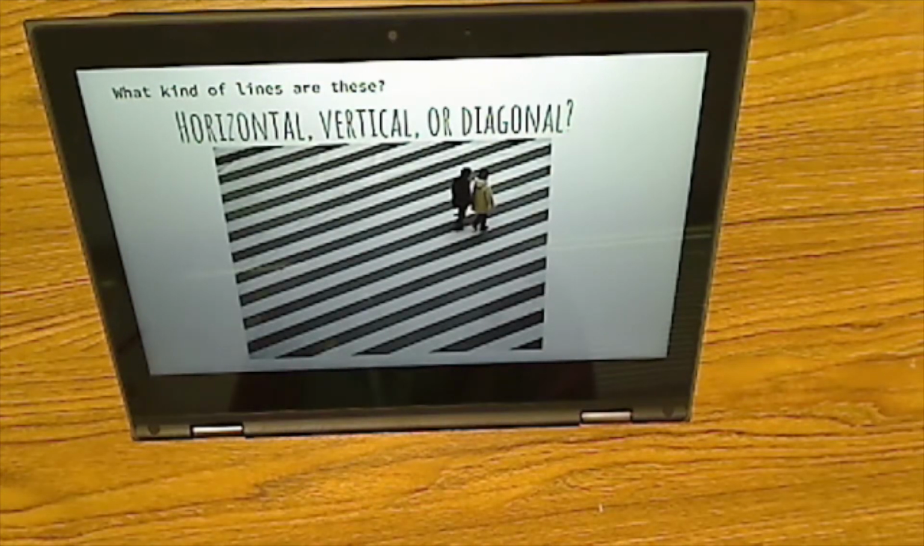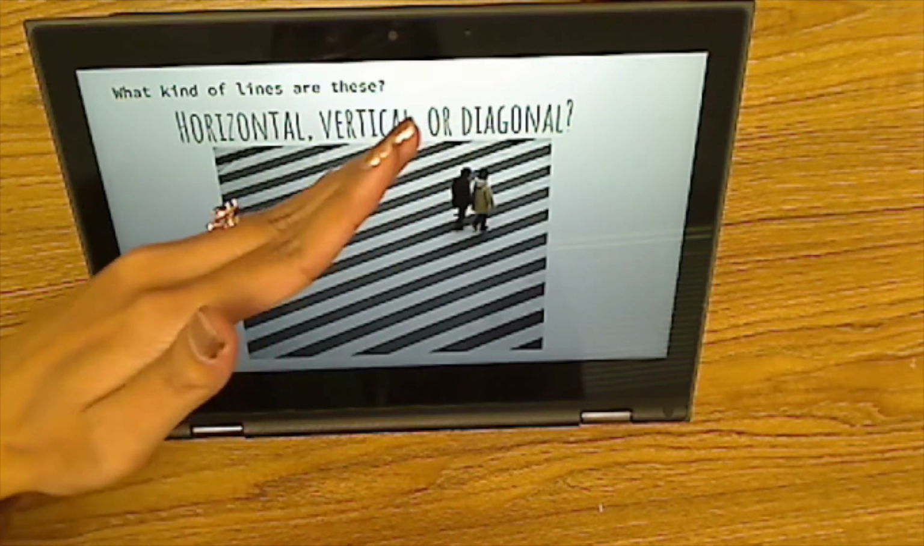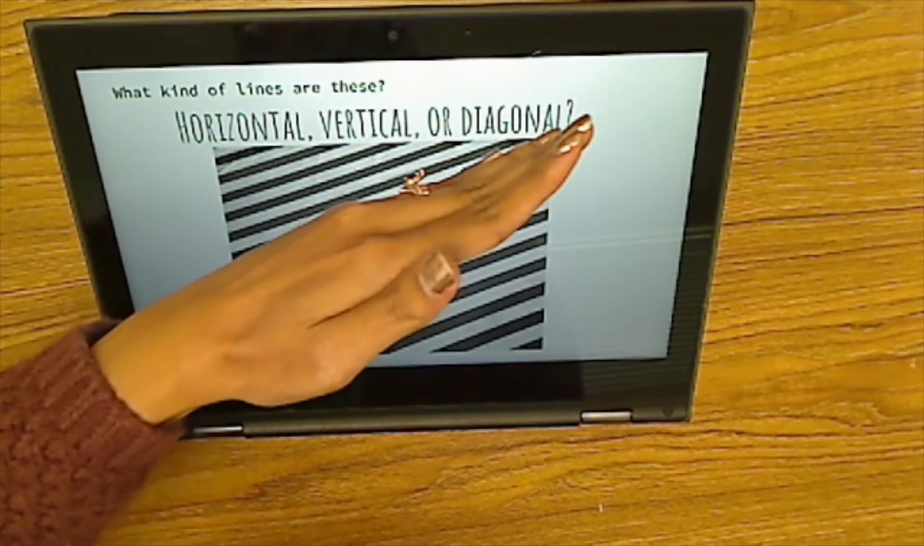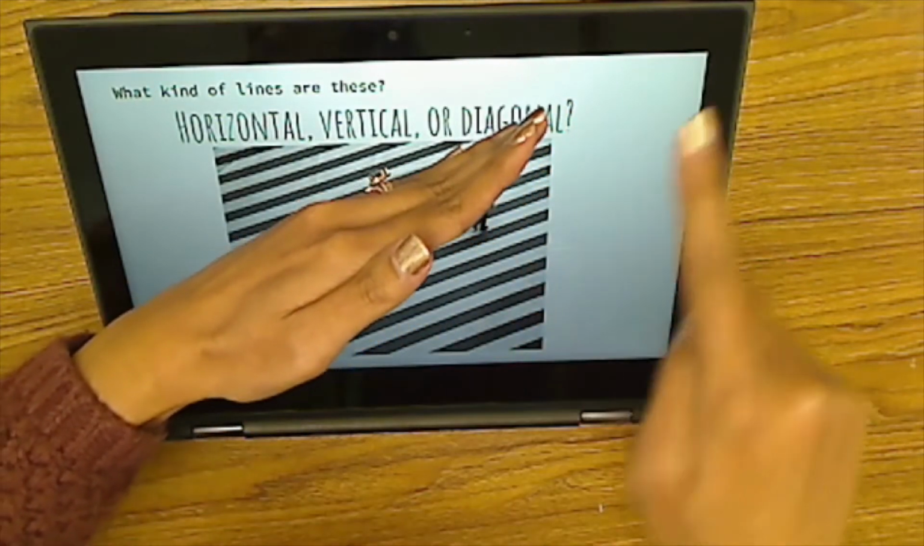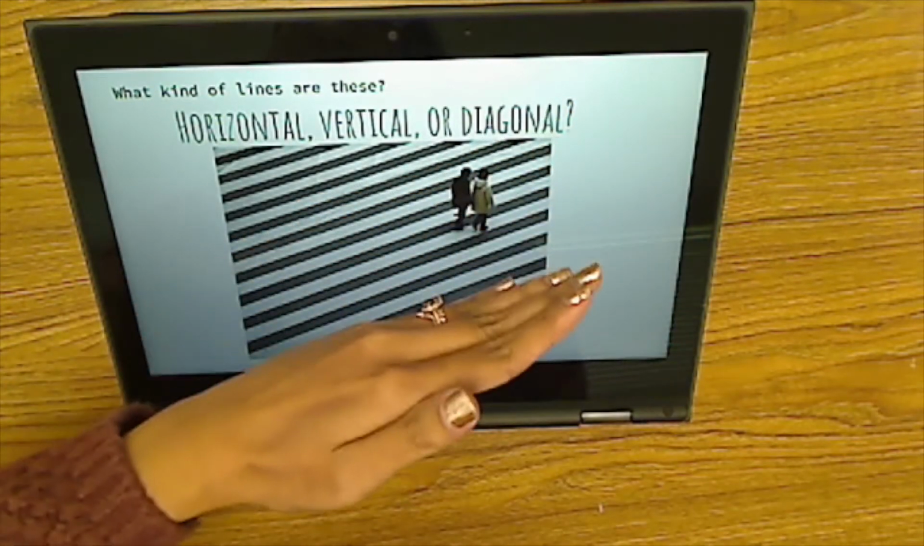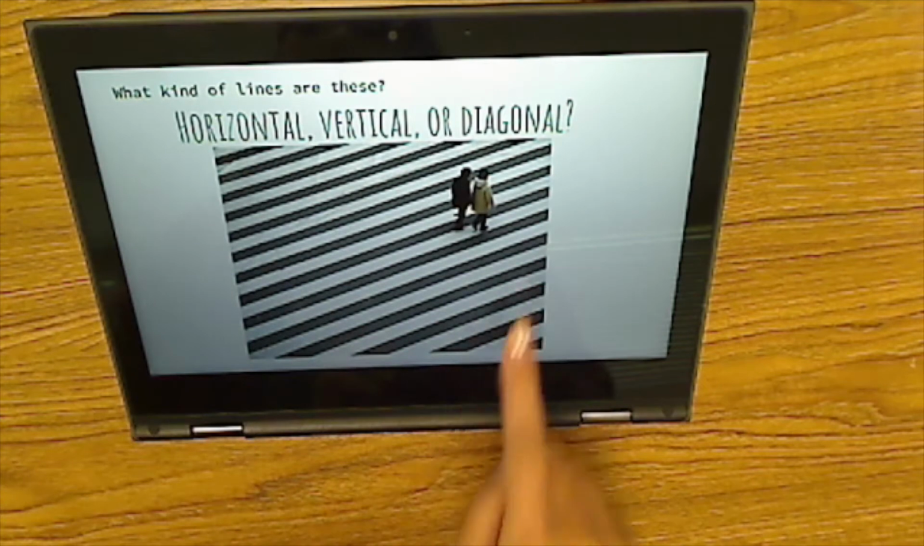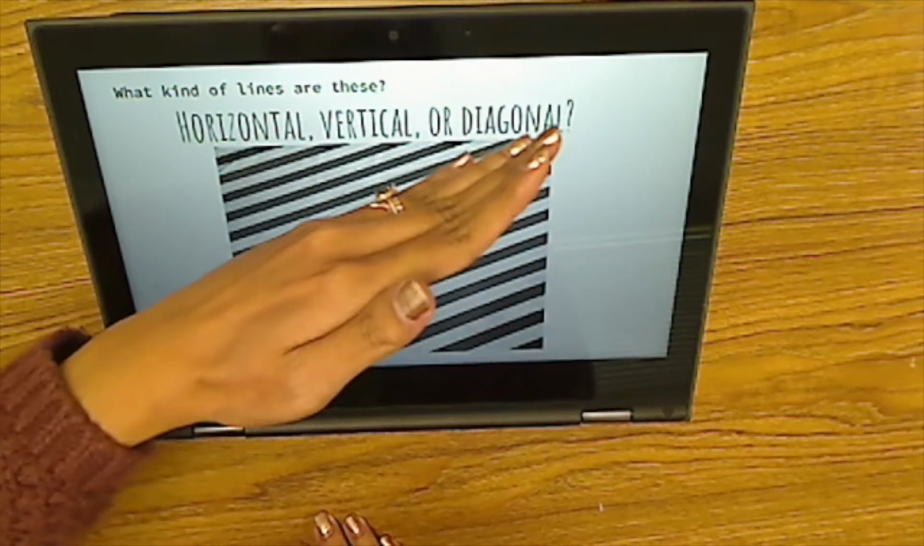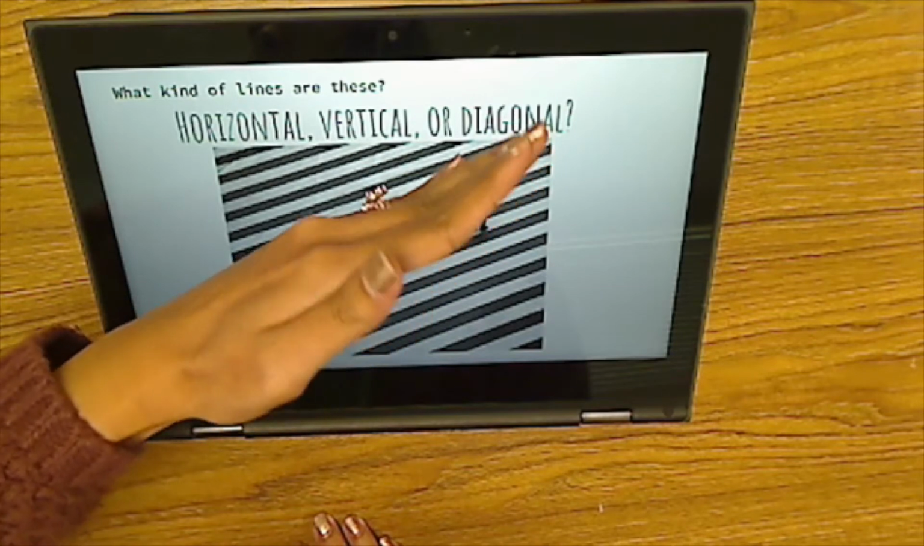What kinds of lines are these? Are these horizontal, vertical, or diagonal? Use your hand to match up the lines. You can see that it's slanted like this at an angle. So that means they are what? They are diagonal lines. Remember, diagonal means slanted. It's at an angle like this.